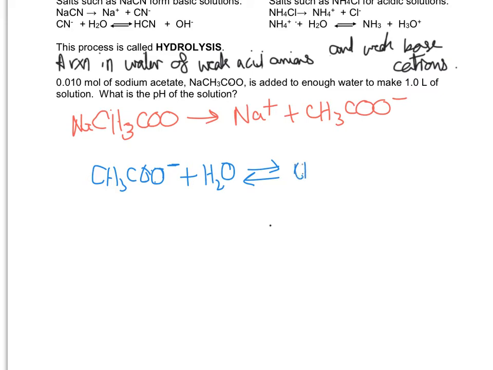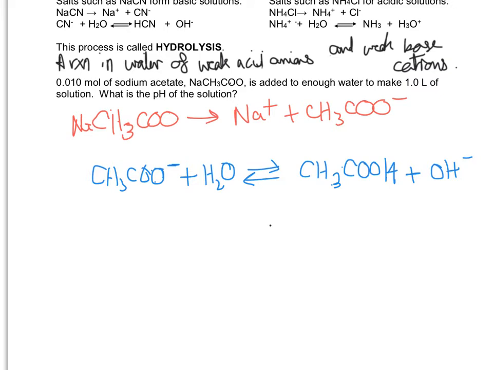I prefer to write it at the end, so CH3COOH. I put my H here, but you could always put it there. That doesn't matter. And then since the water gave off an H plus to make the acetic acid, then what's left of the water is a hydroxide ion. So guess what type of solution that is? That's going to be a basic solution.